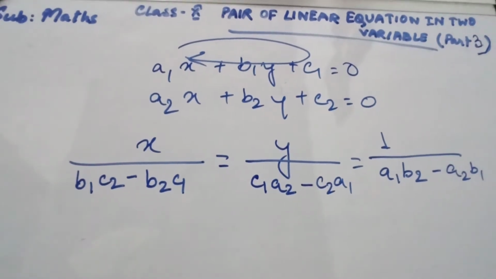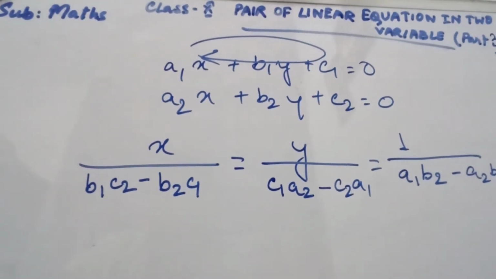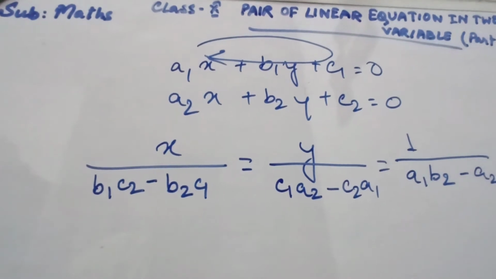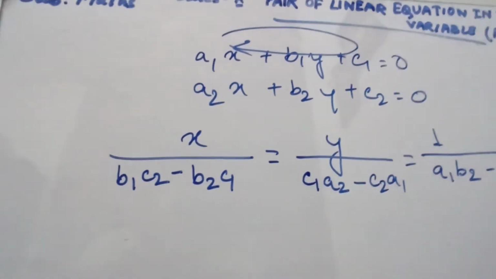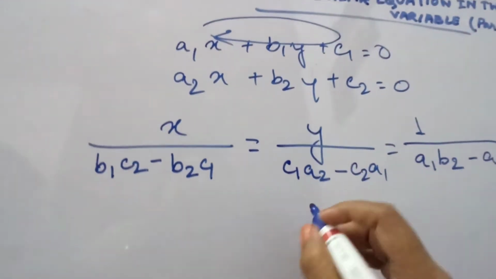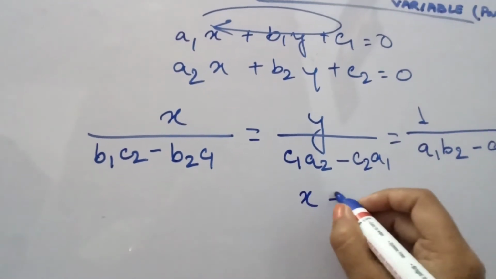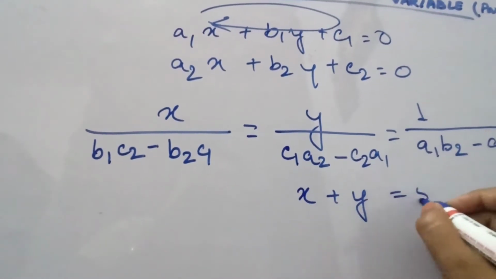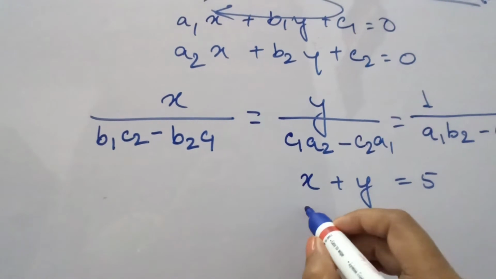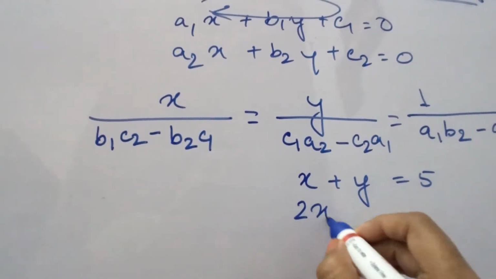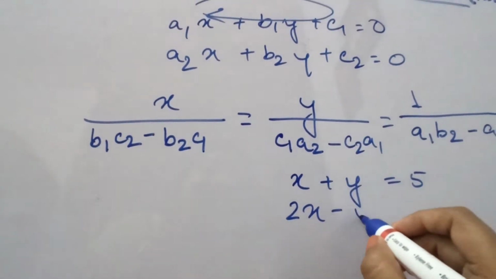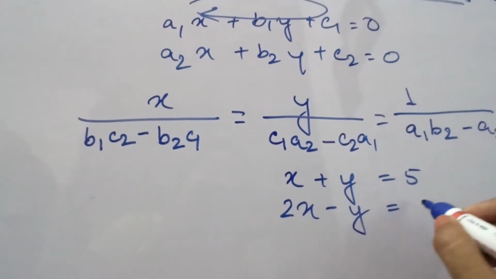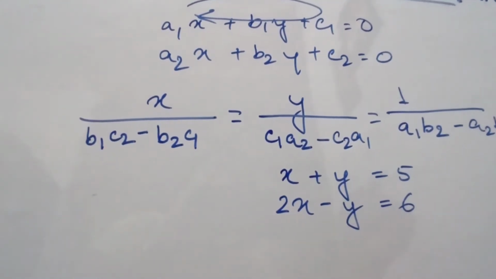This is how we will get the value. Okay. Now let's do it with that equation. Suppose x plus y is equal to 5 and 2x minus y is equal to 6.